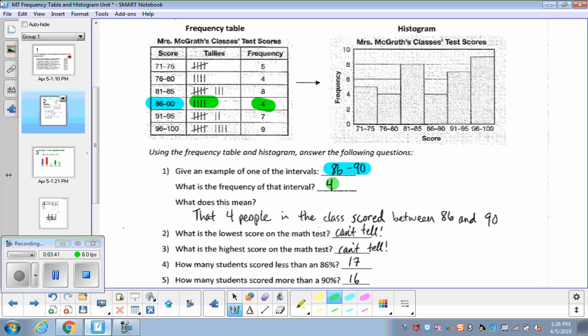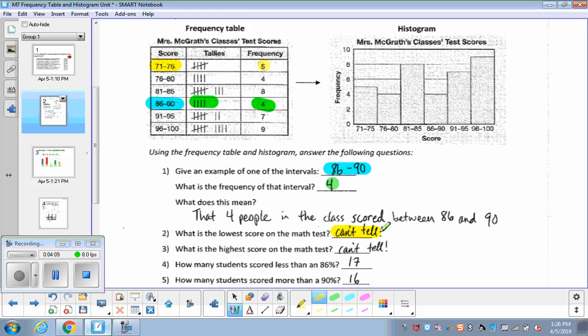Now the next question asks, what's the lowest score that somebody got on this math test? Now we don't actually have the list of scores in front of us. We have no way of knowing at all, out of these 5 kids, I don't know if those 5 kids all got 76s. I don't know if there was a 72, a 72, a 73, a 74, and a 75. We have no way of knowing what these 5 kids actually got. We just know that they scored somewhere between 71 and 76.